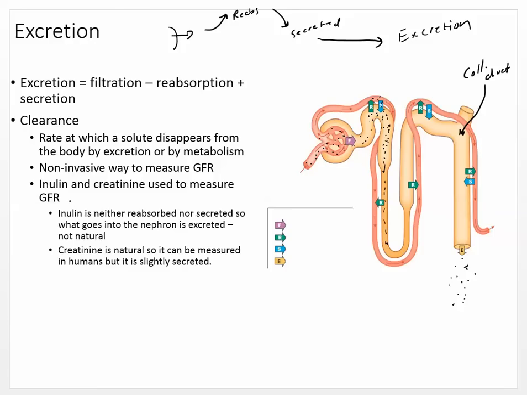Now, inulin is one they test for glomerular filtration rate, and all they do with that is that it's neither secreted nor reabsorbed. So the concentration that's in your blood should be the concentration that's in your filtrate, or at least the amount that's moving through. Okay, should be roughly the same. So you can actually measure that to figure out what your glomerular filtration rate is.